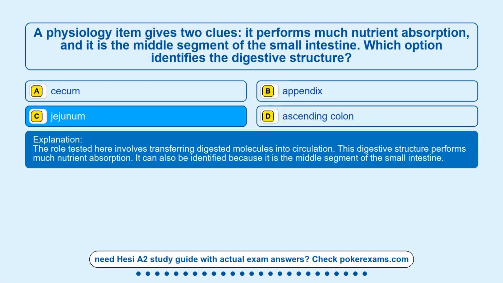The role tested here involves transferring digested molecules into circulation. This digestive structure performs much nutrient absorption. It can also be identified because it is the middle segment of the small intestine.